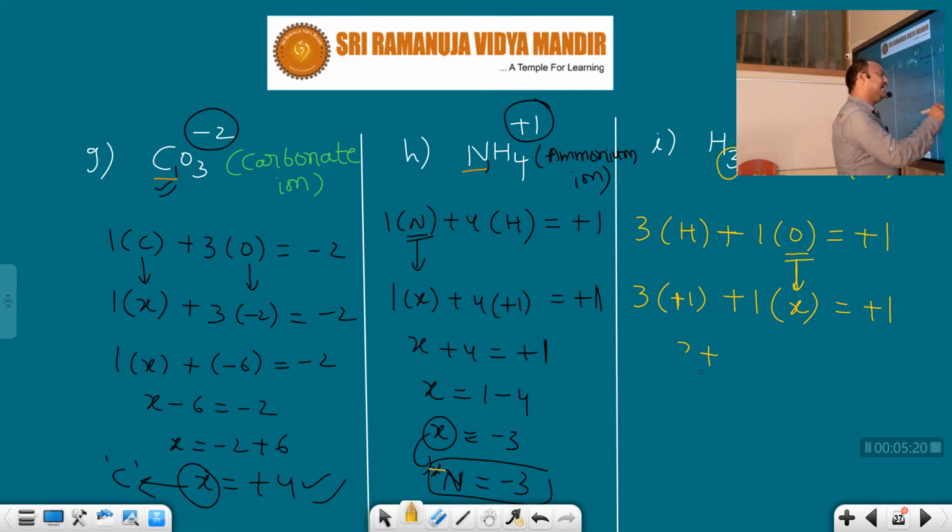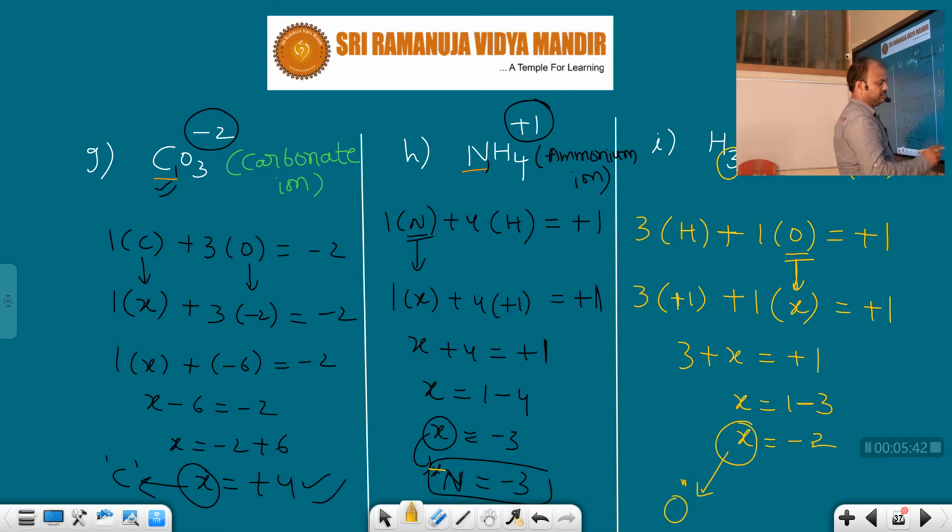So 3 plus X is equal to +1. X is equal to 1 minus 3. X is nothing but -2, where X is equal to oxygen. So the oxidation number of oxygen in the hydronium ion is -2. Students, I hope you are very clear here.